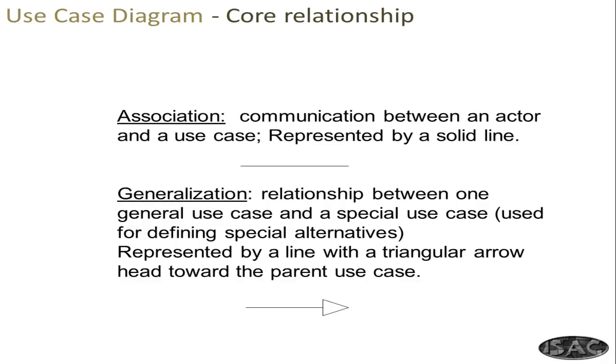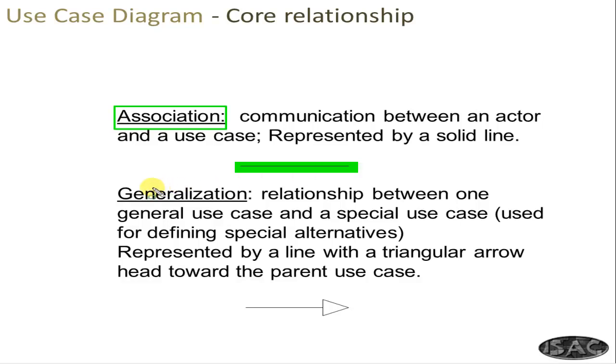Now, what are the relationships in the use case diagram we use? Generally, we use a simple association, which is a both-way relationship between actor and use case, represented by a solid line. So, here it is very simple. Our relationship is association, represented by a solid line without any arrow.